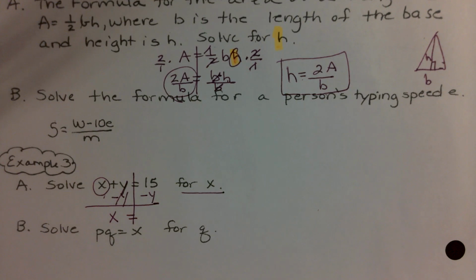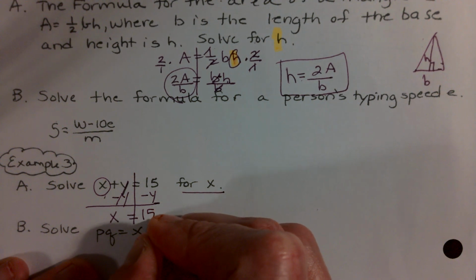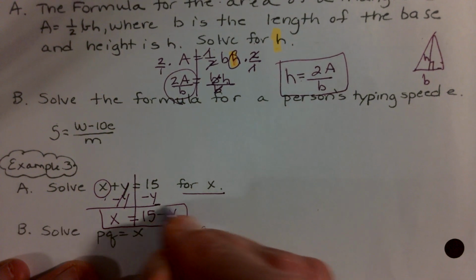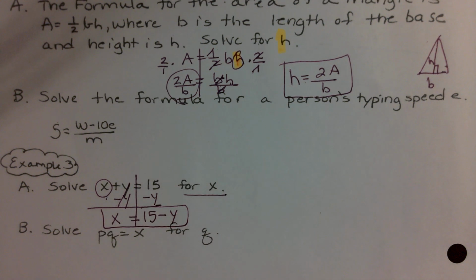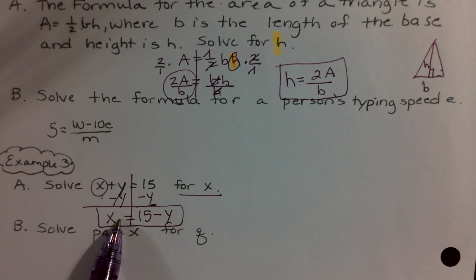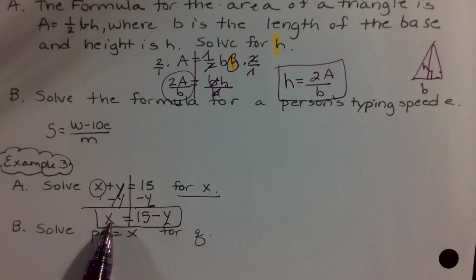And now you might be like, well, okay, but how do you take 15 minus y? Well, you can't. You just have to write 15 minus y. That's the answer. That's how these are going to work out. When you have more than one variable, and I don't tell you a number for one of them, you're going to still have them here. It's just now we've solved for that.